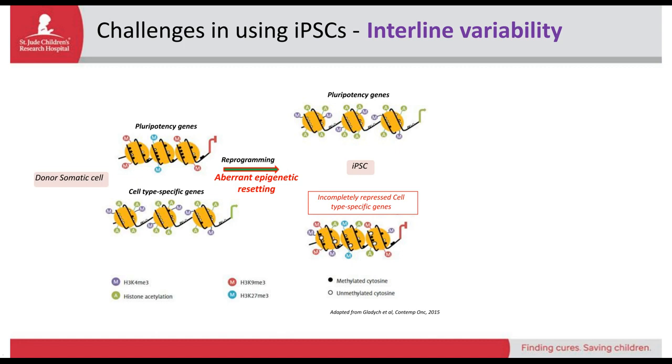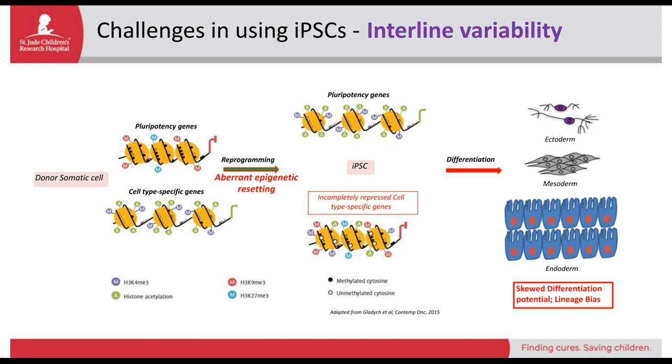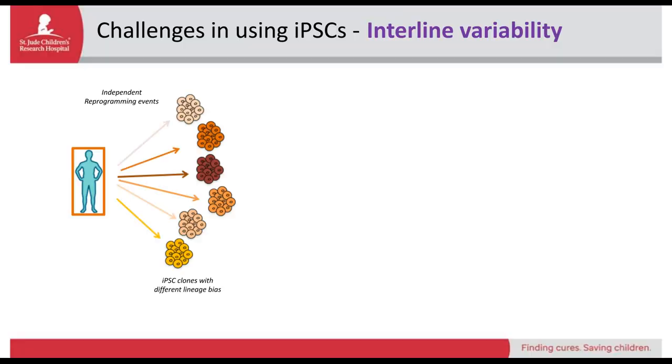As a result, you have an iPS line which is pluripotent, so it is able to differentiate into cells of all three lineages. However, because of this incomplete repression of cell type specific genes, it might have a skewed differentiation potential or a lineage bias. Now, if you derive, let's say, 6 different iPS clones from a single donor population, because aberrant epigenetic resetting is random, and because it can be different in every single reprogramming event, and because each of these 6 clones comes from a single reprogramming event, you end up with 6 clones which might have slightly different epigenetic profiles and therefore slightly different lineage bias, resulting in interline variability.